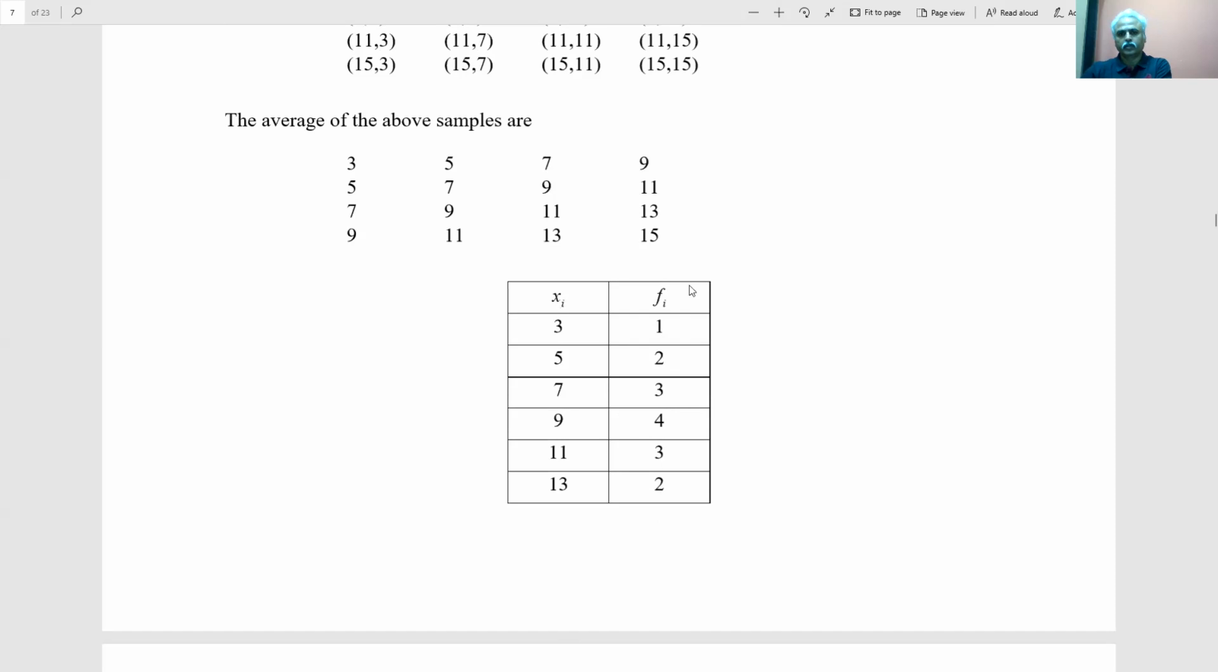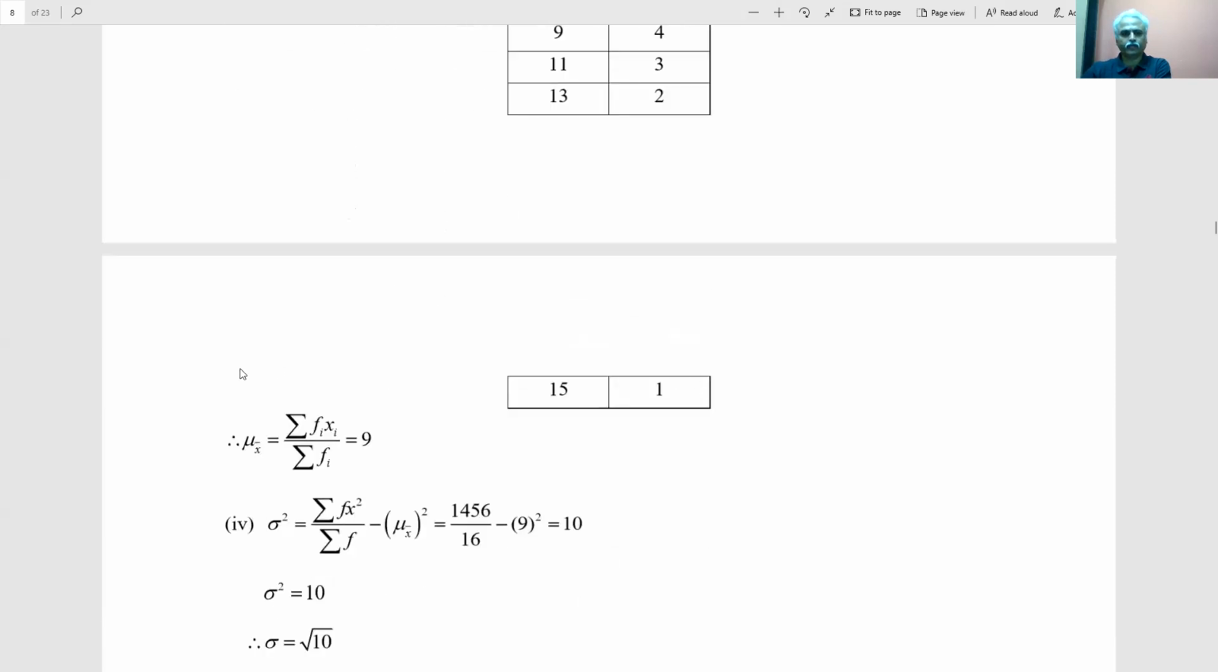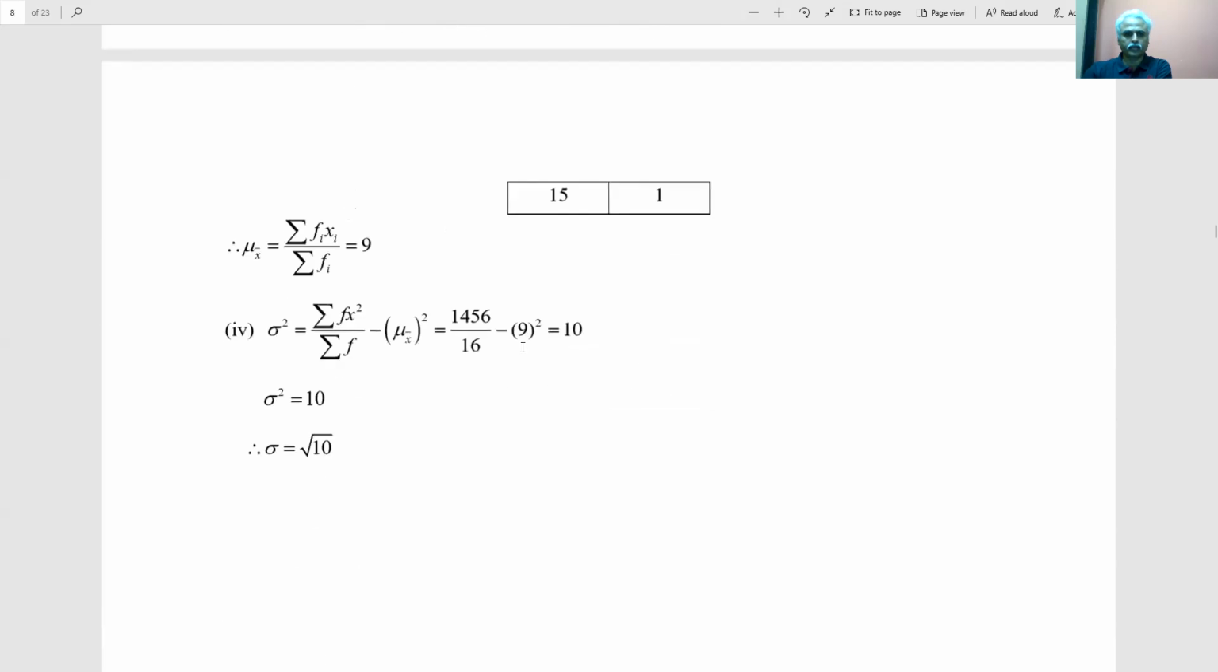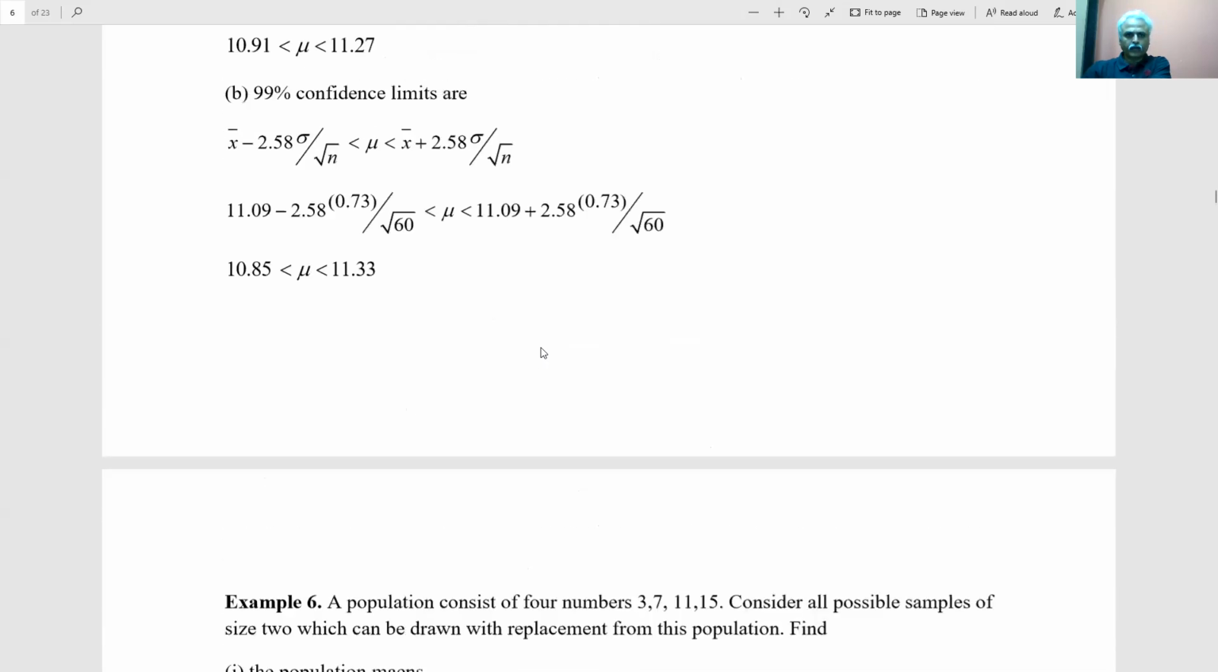What does it mean? Summation fi xi by summation fi, that is 3 into 1, 5 into 2, 7 into 3, 9 into 4, up to 13 into 2. You do it and add all those things, you will get summation fi xi by summation fi as 9. Afterwards use the standard deviation formula and you will get standard deviation as square root of 10. So this is one more type of example.